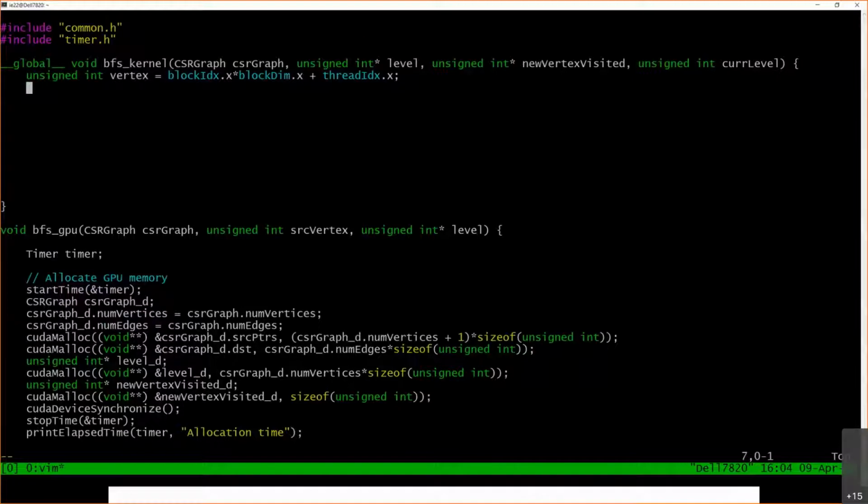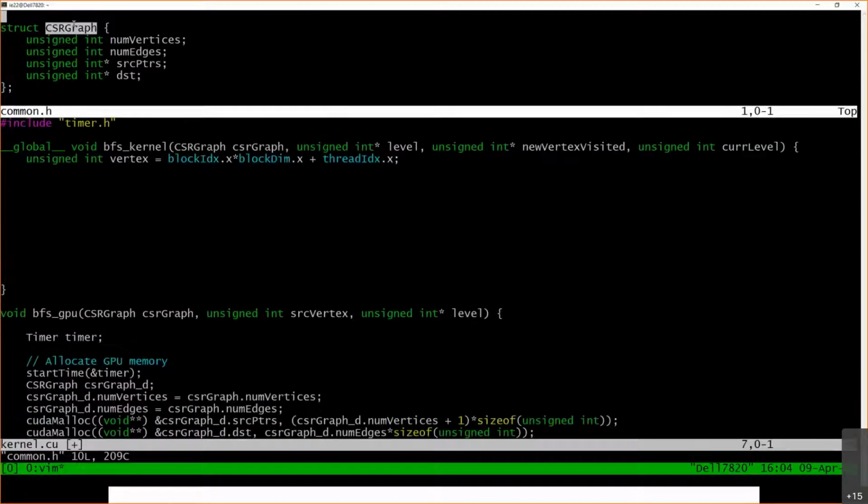To do that, let me go and look at how the CSR graph is represented and what information it gives me. So here I'm going to open this. This is how the CSR graph is represented. I have the number of vertices, the number of edges, the source pointers, which tell me where the neighbors of each vertex begin, and then the destination, which tells me the neighbor of each of the source vertices. So here I'm going to check if the vertex is within bounds. I'm going to write if vertex is less than graph.numVertices.